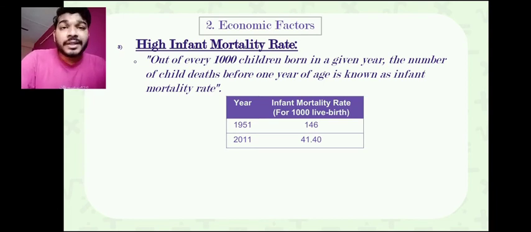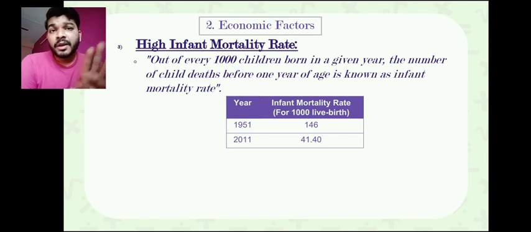Again in 2011 it reduced to 41.40. So you find that from 146 it became 41 in 2011. It has reduced over the 60 years from 146 to 41, but still out of every 1000, 40 babies are dying before reaching the age of 1. It is again a big ratio compared to the developed nations.